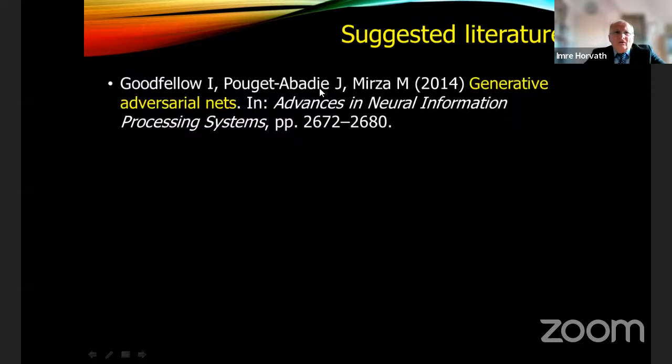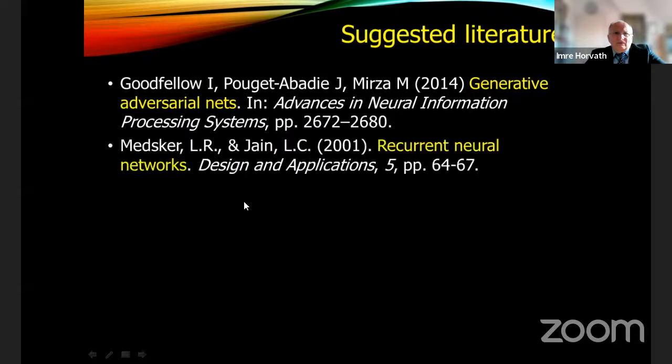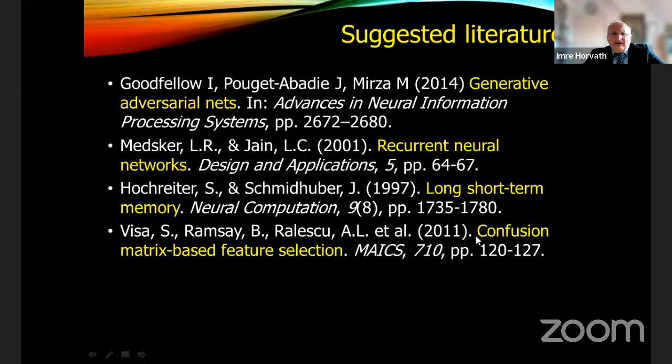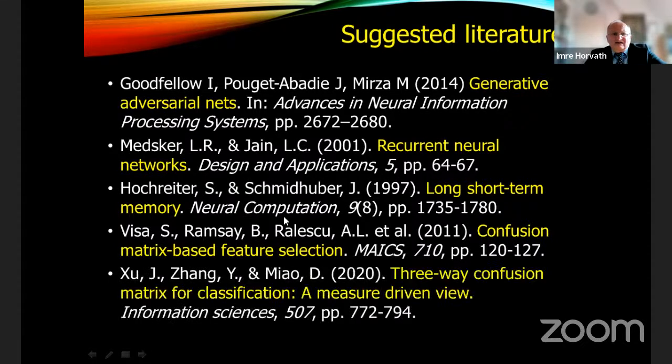Goodfellow and Cole's papers on generative adversarial networks is the first I would like to suggest. The other paper deals with recurrent neural networks. Then here is a paper about long short-term memories. And the other paper is about how to use confusion matrix-based feature selection in order to improve the training. And then there is a paper which talks about the three-way confusion matrix for classification, which is a kind of measure-centered approach.